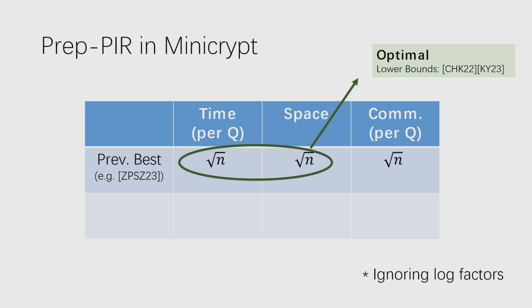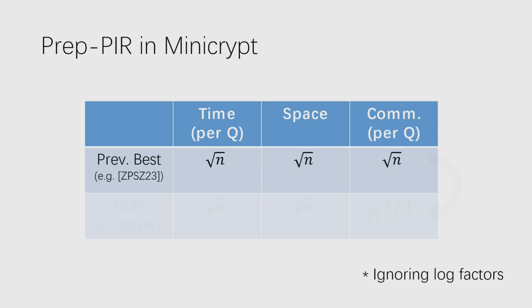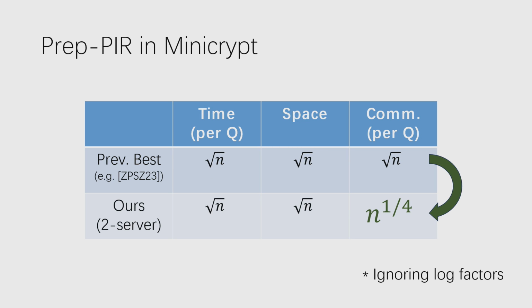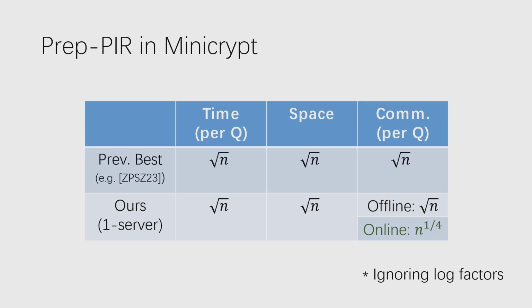So what's left? That's the communication, right? It's not optimal. That's what we improved in this work. We improved the communication in the two-server setting to n to the 1/4. And we also improved the single-server setting: we improved the online communication of the single-server setting to n to the 1/4, while the offline stays the same. So that summarizes our work.